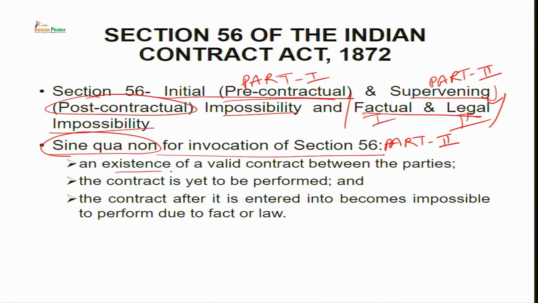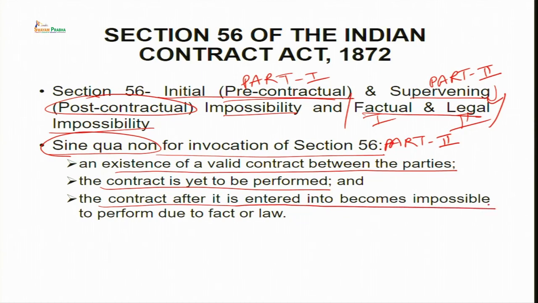An existence of a valid contract between the parties. The contract is yet to be performed. The contract, after it is entered into, becomes impossible to perform due to fact or law. These are the important requisites, or essential requirements or components, of section 56 part 2, which deals with discharge by impossibility of performance.